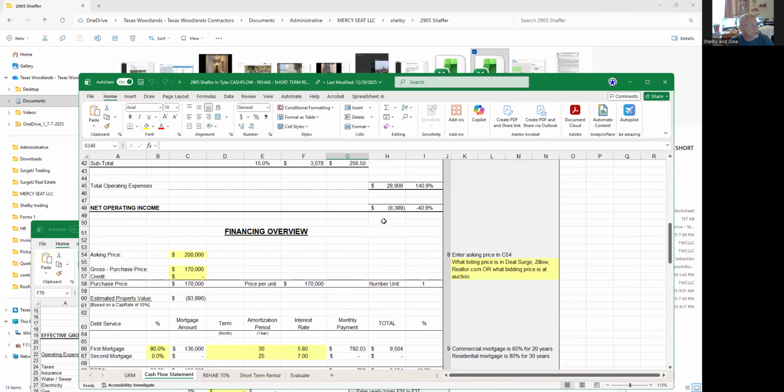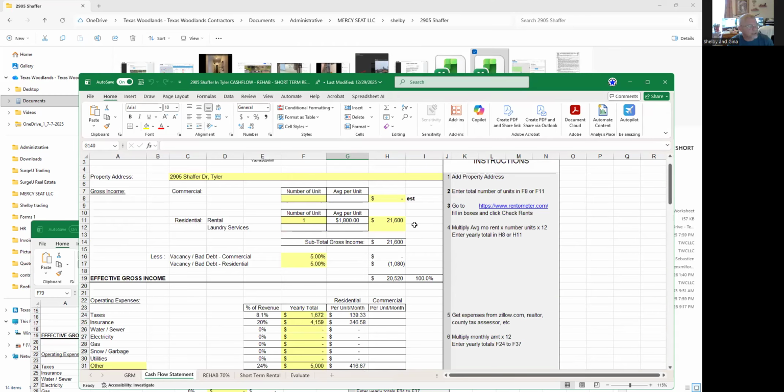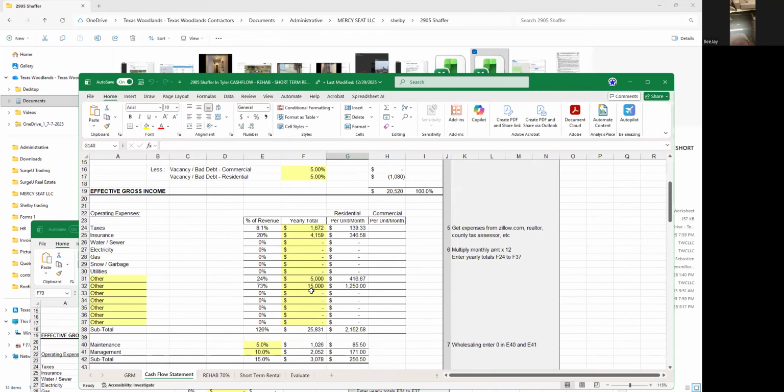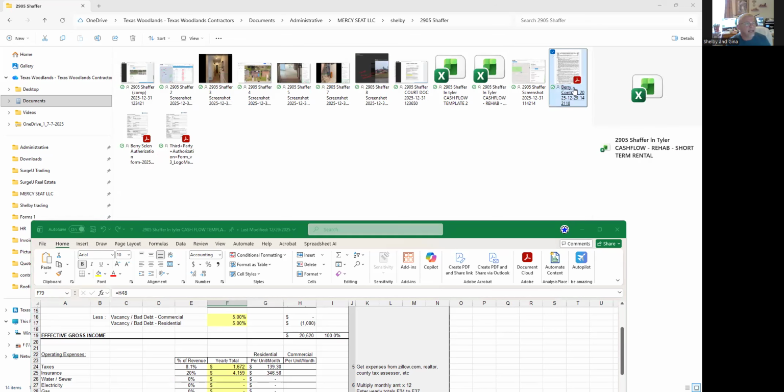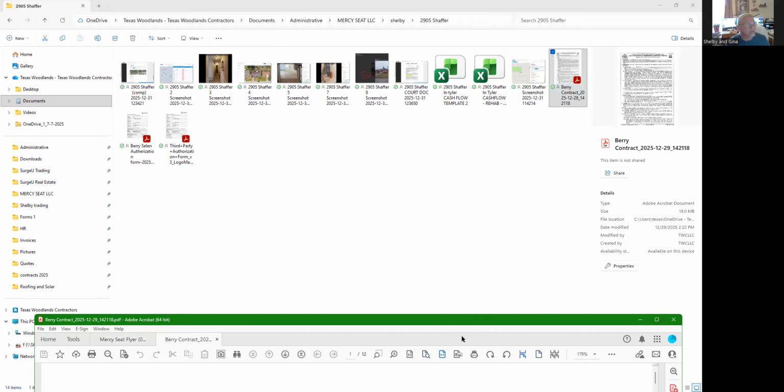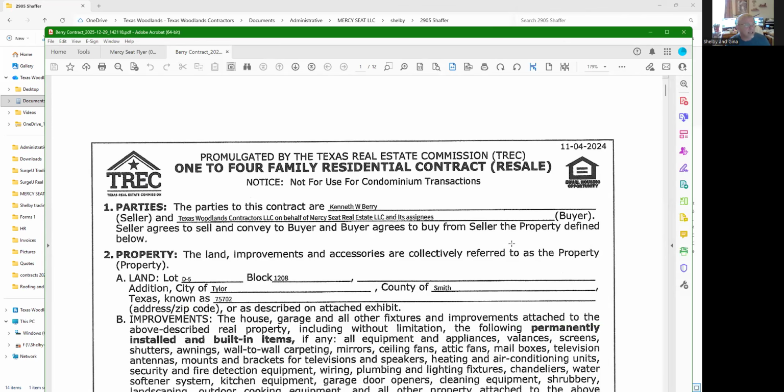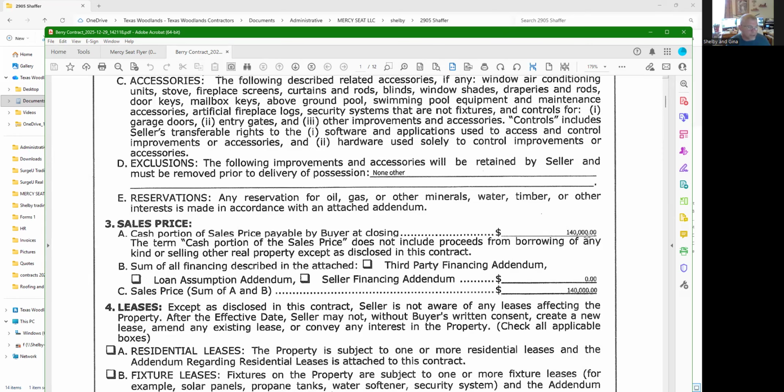We ran it through our spreadsheet that basically we start out with what the rent's going to be. I've filled this out to make sure that we're going to be able to sell it for a certain profit. Put in all the amount of money that's going to take to be able to operate this house to our end buyer. And then I drove back out after Mr. Kenneth Berry called me, and we signed a contract with him for $140,000. We then went to Selene Mortgage, and they turned us down.